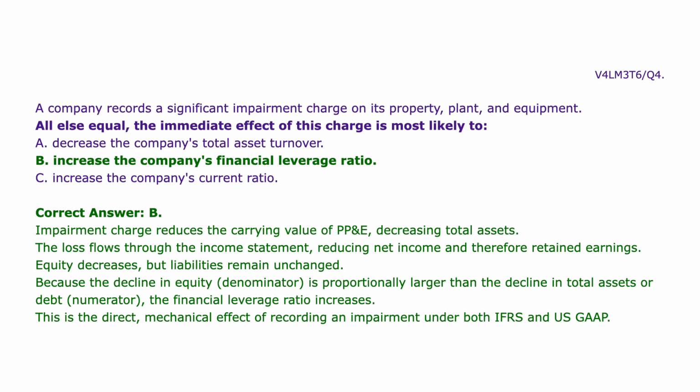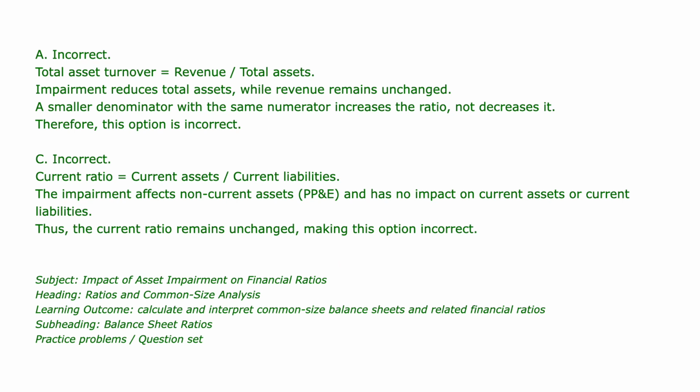An impairment charge reduces the carrying value of PP&E, which lowers total assets and equity. Since liabilities remain unchanged, the financial leverage ratio increases because equity decreases relative to debt. A. A decrease in asset turnover is wrong because lower assets with unchanged revenue actually increase asset turnover. C. Increase in current ratio is wrong because the impairment affects non-current assets, not current assets or liabilities.